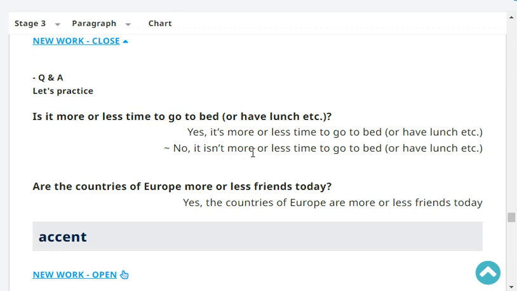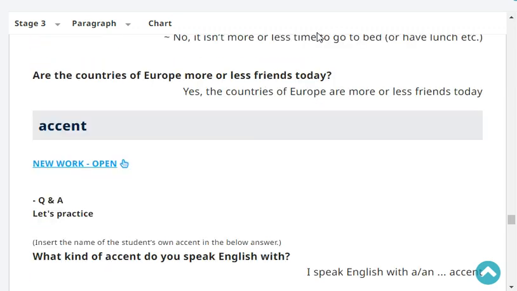Let's practice. Is it more or less time to go to bed? No, it isn't more or less time to go to bed. Very good. Are the countries of Europe more or less friends today? Yes, the countries of Europe are more or less friends today. Very good.